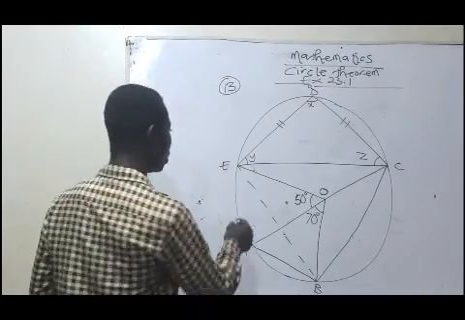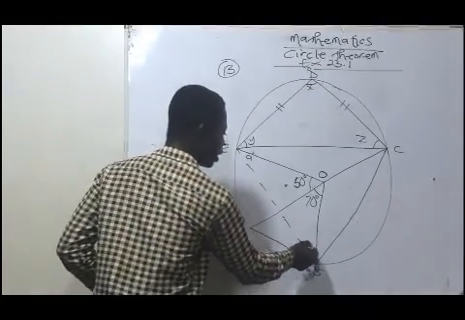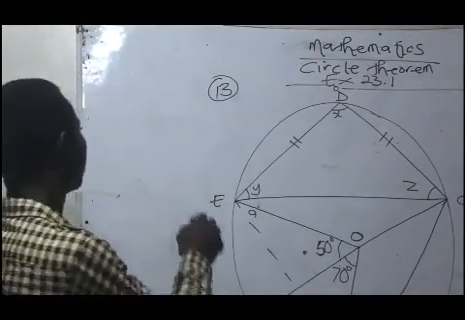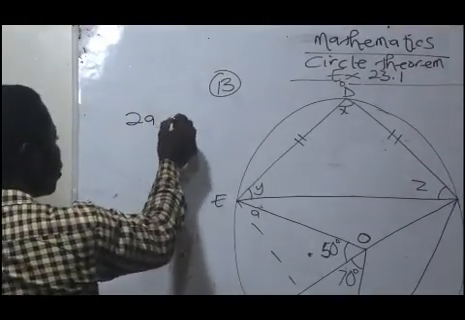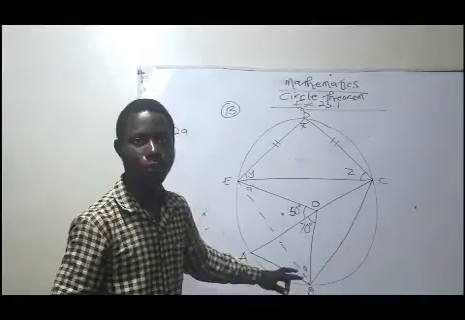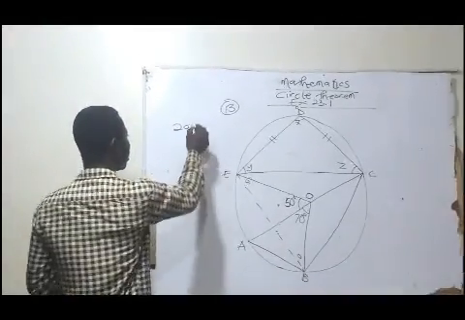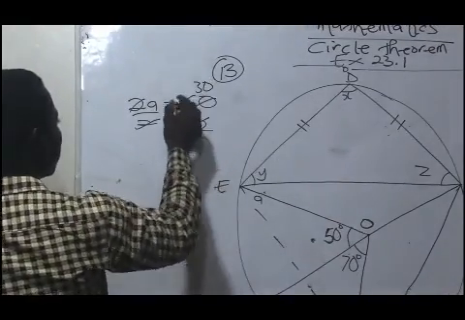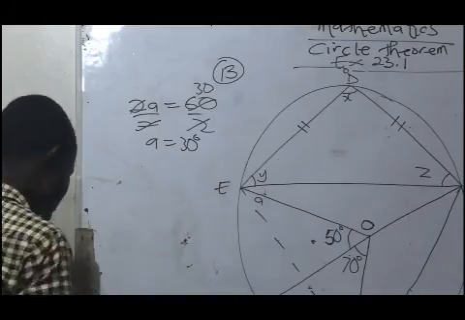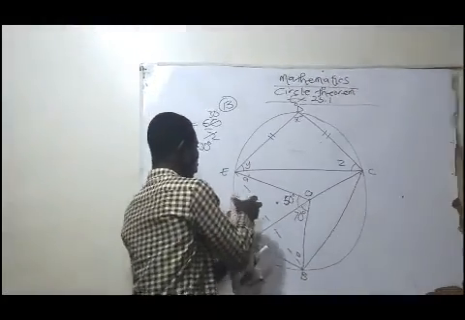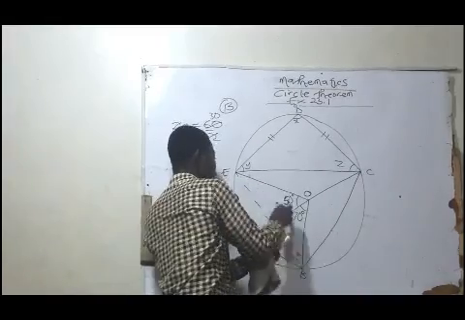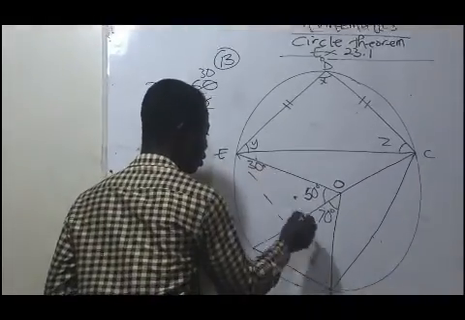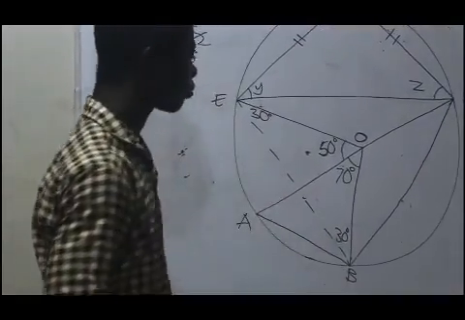So let's assume the base angles are A and A, then the sum of these two angles is 60 degrees. So 2A gives us 60 degrees. When you divide this by 2, you get 30 degrees. So A is 30 degrees. This tells us that the A we have in the diagram here is 30 degrees. So we have 30 degrees here and 30 degrees here.